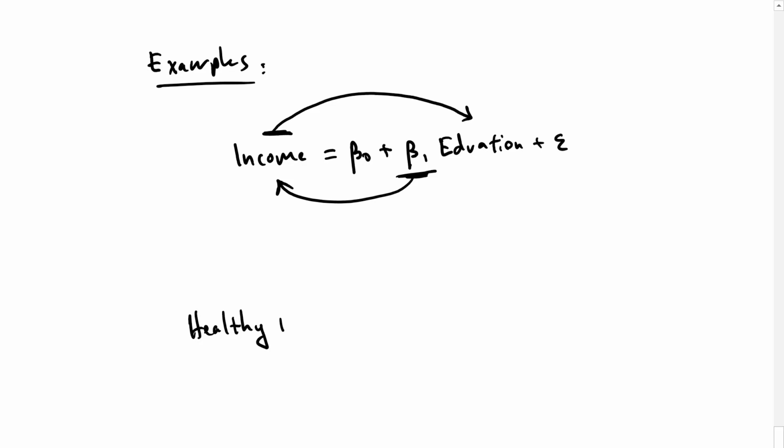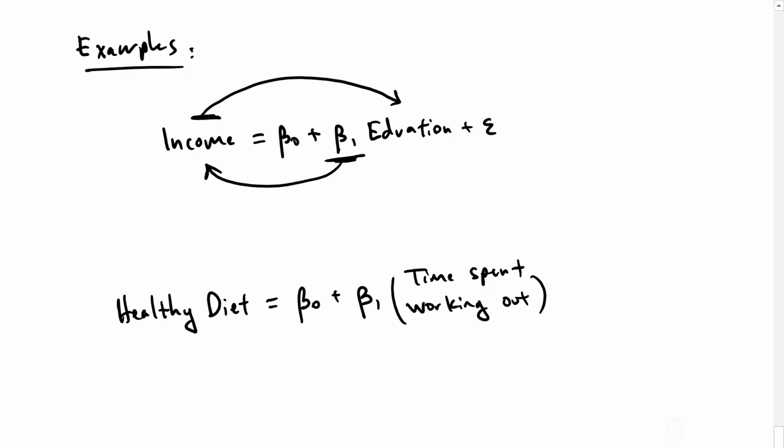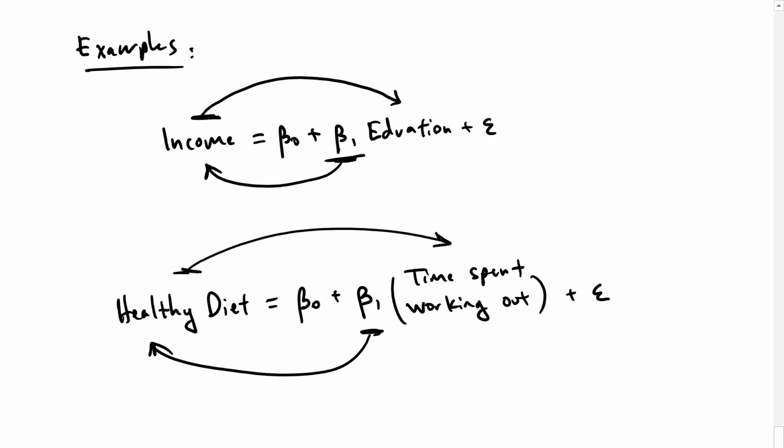If we can figure out a good way to measure this, if we're trying to measure the outcome of healthy eating, and we want to see whether time spent working out matters, if beta 1 is positive, that would say if you work out more, you're more likely to eat a healthy diet. But if you eat a healthy diet, you're probably more likely to work out more as well. So again, a simultaneous equation there.